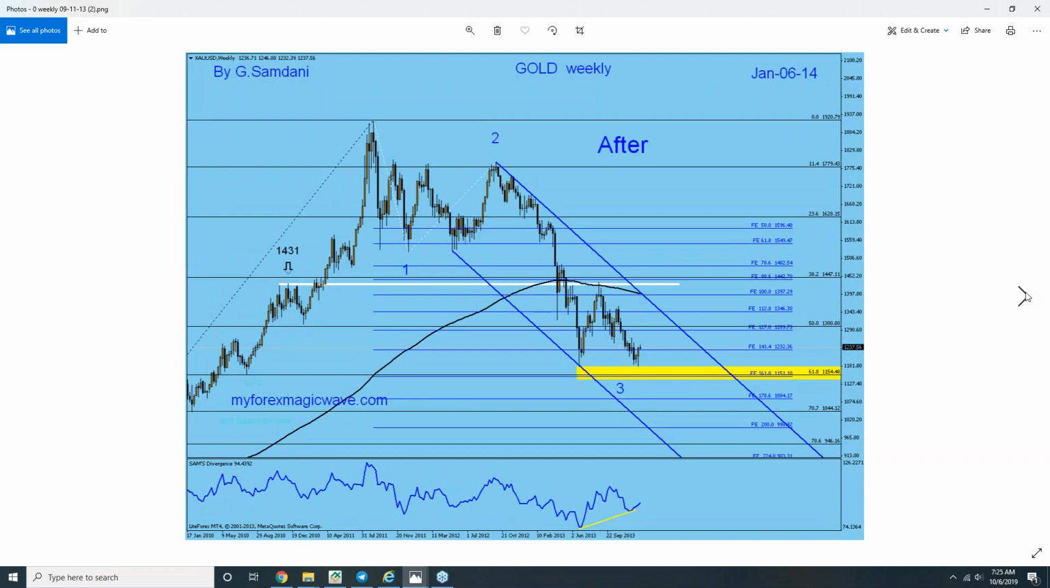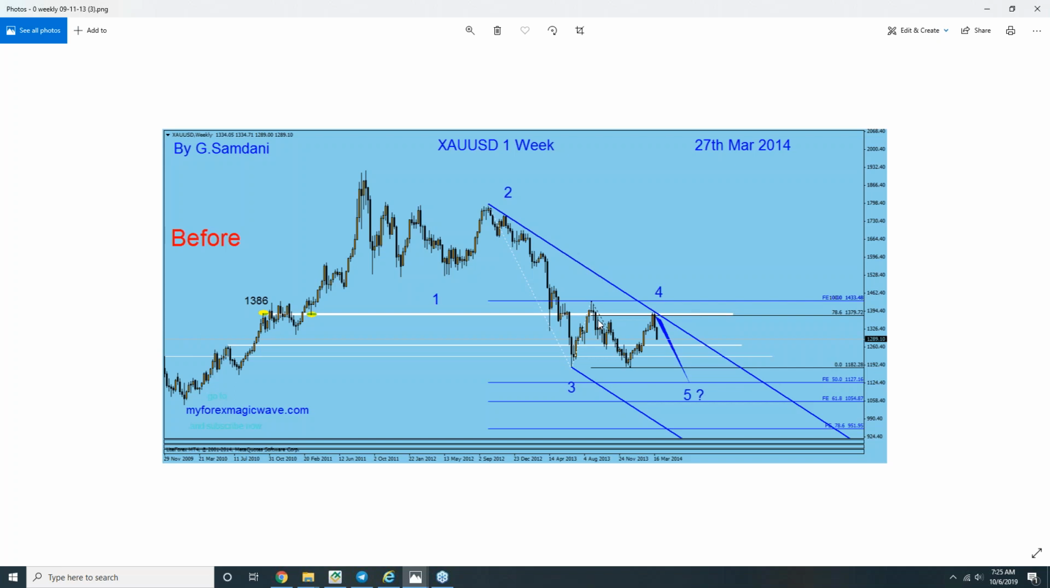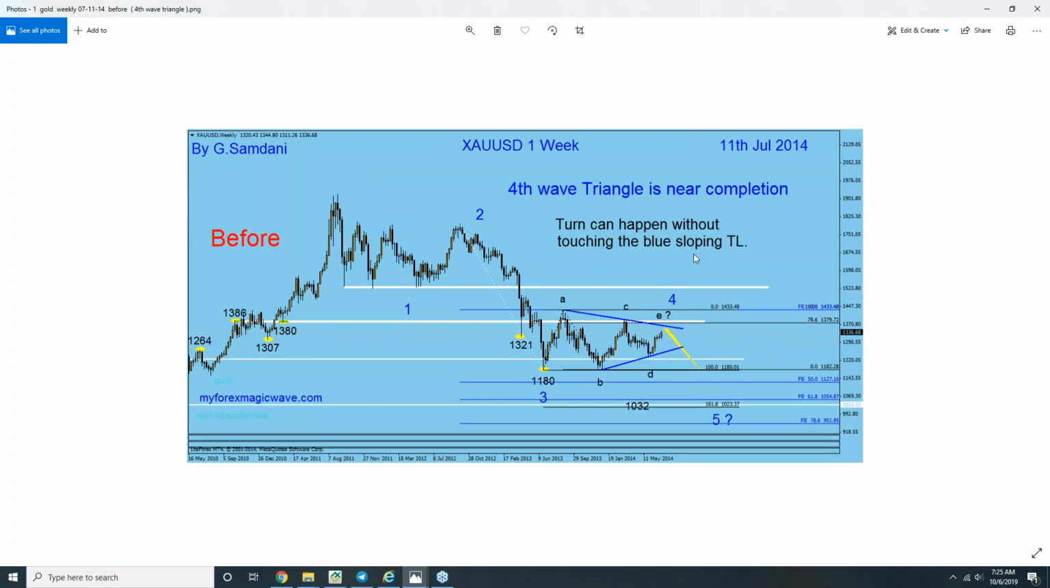So we went down there, on January 14. Then it went up, making a triangle or a flat here for wave 4. I said if this is wave 4, then we're going to drop here, or we might just come here and then make five waves for a nasty triangle. So we did make the triangle. But notice in the next chart, this A, B, C, D, and E didn't touch the TL, this TL here, but I wrote down here that a turn can happen without touching the blue sloping TL. I was expecting a turn right from there without going to the upside.